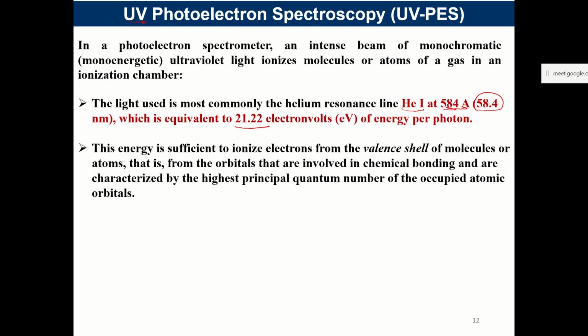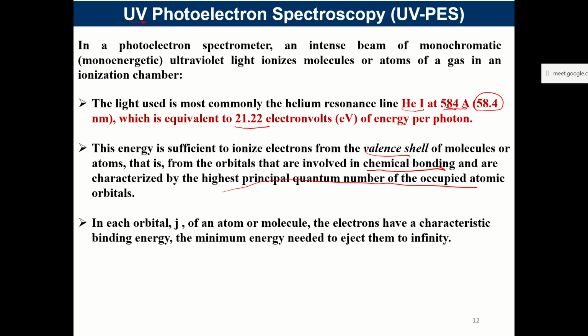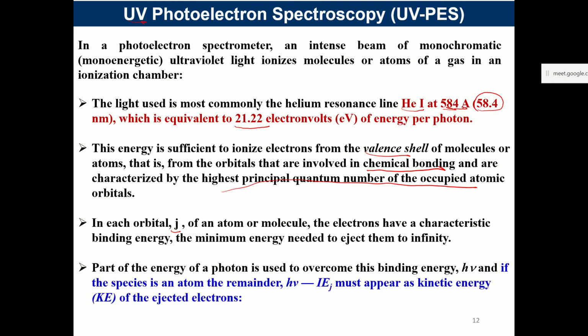So this gives you an idea: if you want to understand the bonding orbitals, what kind of orbitals are involved in bonding for that particular system, you can do that using this kind of technique, valence shell. You can learn about the highest principal occupied quantum numbers of atomic orbitals. If we label them as J, each atomic orbital will have a characteristic binding energy, the minimum energy required to eject them to n equal to infinity. That level is the binding energy that we are talking about.